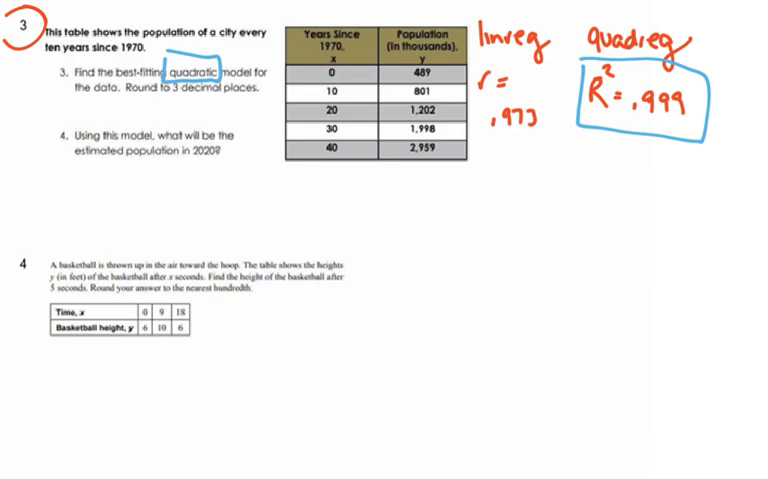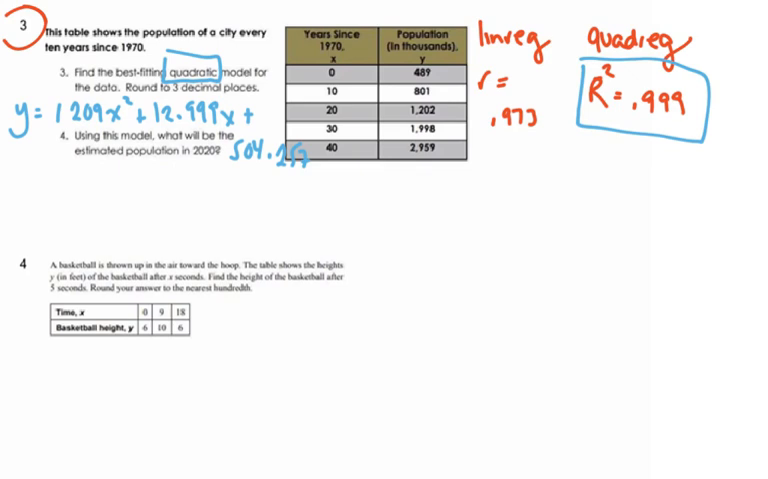So find the best fitting model for the data, round to 3 decimal places. The quadratic is y equals, your a value is 1.209x squared. Your b value is 12.9985, which is 12.999x. And then your c value is 504.257.